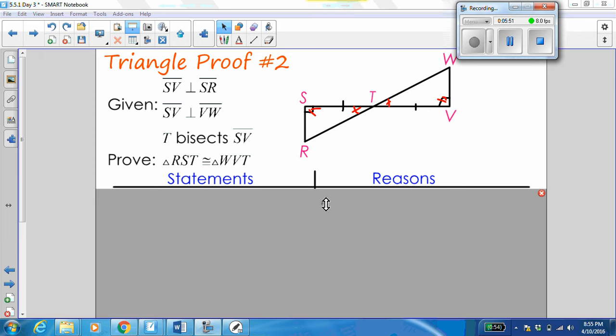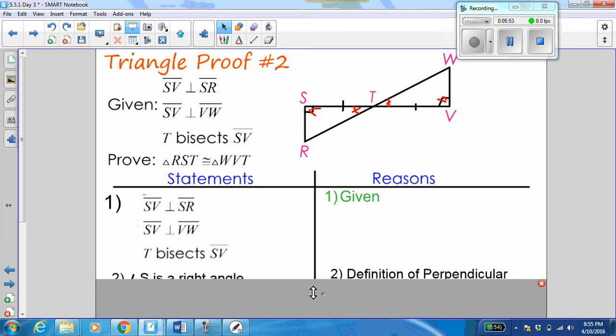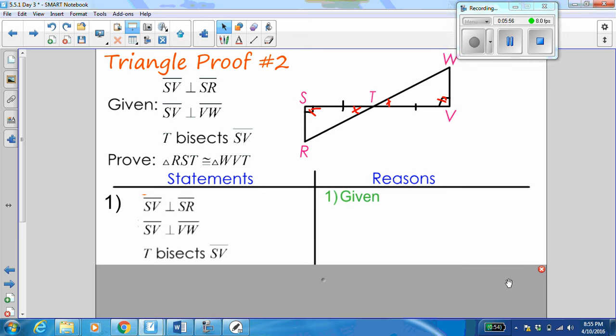Let's write down our given information. That line segment SV is perpendicular to line segment SR. Line segment SV is perpendicular to line segment VW, and that T bisects line segment SV. Oh, so already I notice I have a mistake. I don't know those two segments are congruent. I just know right now that T bisects that line segment. So that should be in my red color as well, because that's not something I've said.